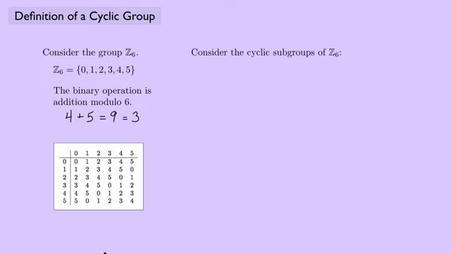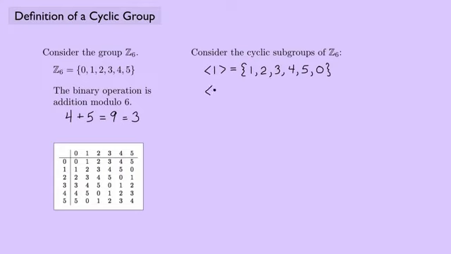And I want to look at all the cyclic subgroups of Z6. So let's start by looking at the subgroup generated by the element 1. I would start with 1, and then add 1 to get 2, and add 1 to get 3, and then 3 plus 1 is 4, and 4 plus 1 is 5. 5 plus 1 is 6, but 6 mod 6 is 0, and then 0 plus 1 is 1, and 1 plus 1 is 2, and then we're back to where we started. So this is the group that is generated by 1.